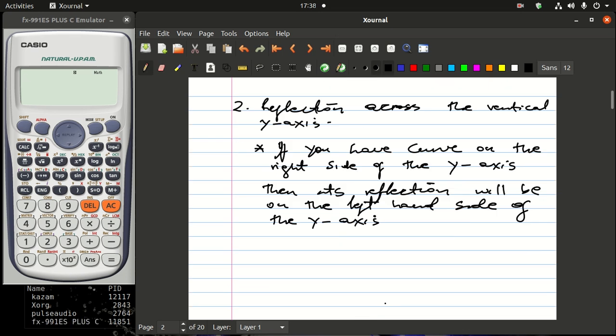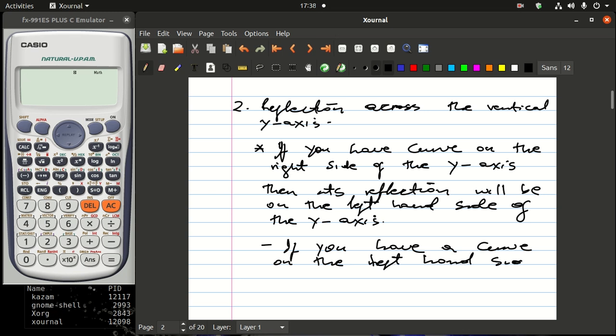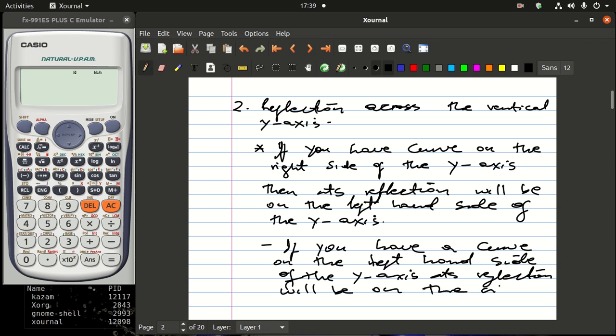So that's what is important here. If you have a curve on the right side of the y-axis, then its reflection will be on the left. And similarly, if you have a curve on the left hand side of the y-axis, its reflection will be on the right hand side. That's what is important here.